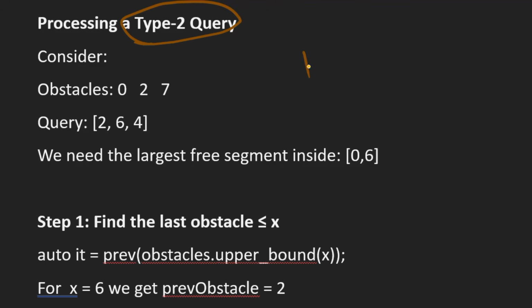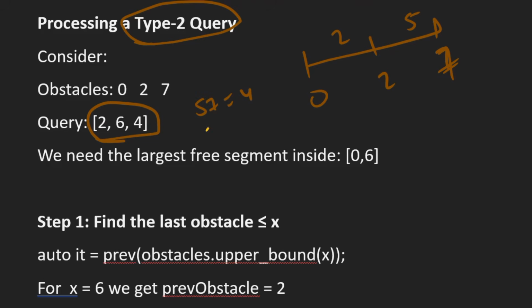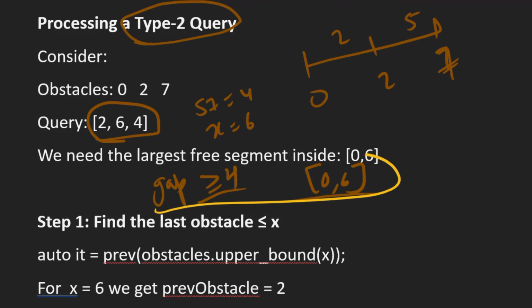So we have considered three obstacles at 0, 2 and 7, right? Here the gap is 2, here the gap is 5. And now what we need to do is query of type 2 whose size is 4, and x is equal to 6. That is, we have to find a gap of size greater than or equal to 4 in the range 0 to 6, for fitting this block, right? This is the gap that we need.